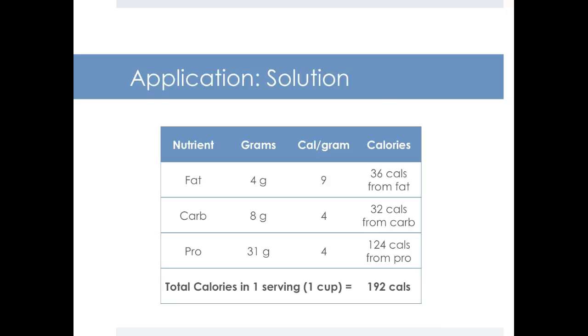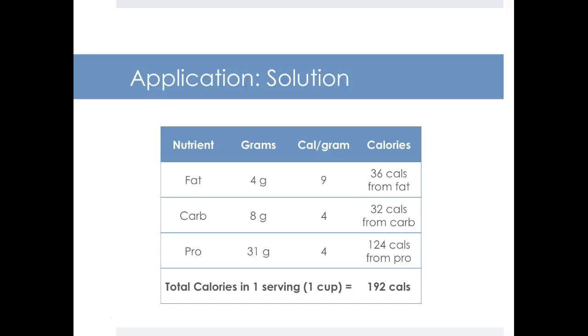So we're back, and hopefully you did this simple math to see that there are 192 calories in a cup of cottage cheese, right? 36 calories from fat, 32 calories from carb, 124 calories from protein. Okay, that's pretty simple, very introductory level math. A higher level math association that you would need to be able to derive from this is perhaps you would be asked, well, what percentage of the calories in this cottage cheese come from fat?